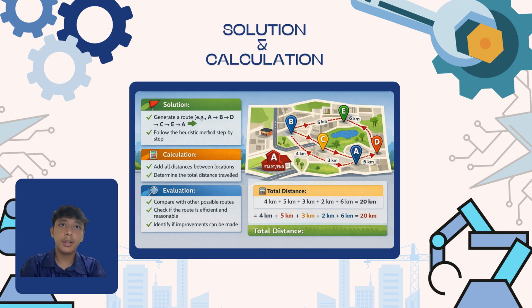Using the nearest neighbor method, we generate a possible route by starting from point A and selecting the closest location at each step until all locations are visited. After visiting all locations, the route returns to the starting point. Once the route is formed, we calculate the total distance by adding all the distances between each pair of locations in the route. This calculation allows us to measure the efficiency of the chosen route. The goal is to obtain the shortest possible total distance, which represents the most efficient solution.